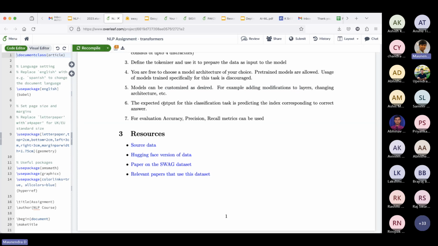Yes, so there are multiple options like A, B, C, D. You have to find out which option is correct. And yeah, you choose the metrics. And finally, we want a short report. So your code can be submitted as an IPython notebook or Colab notebook, but we'll also expect a small report where you mention your findings while working on this problem. So yes, any questions here?